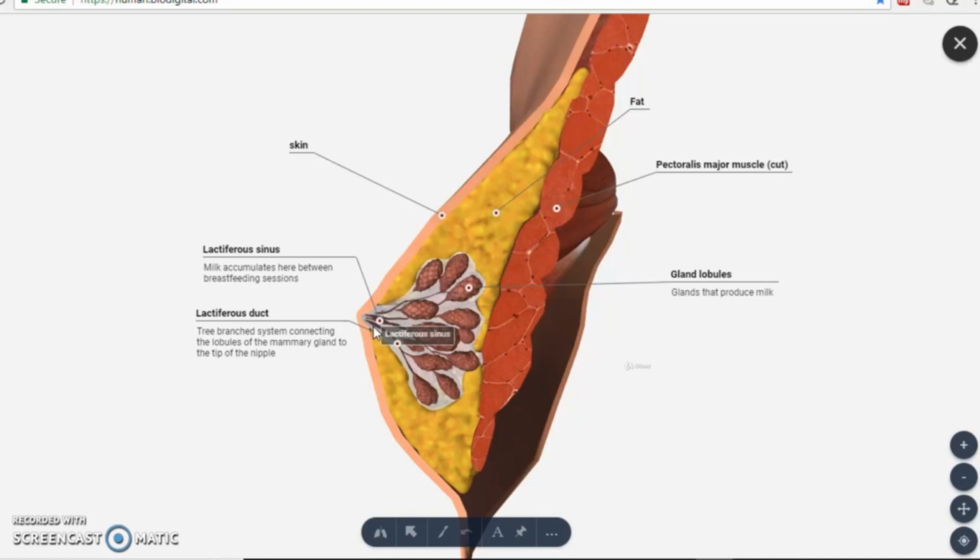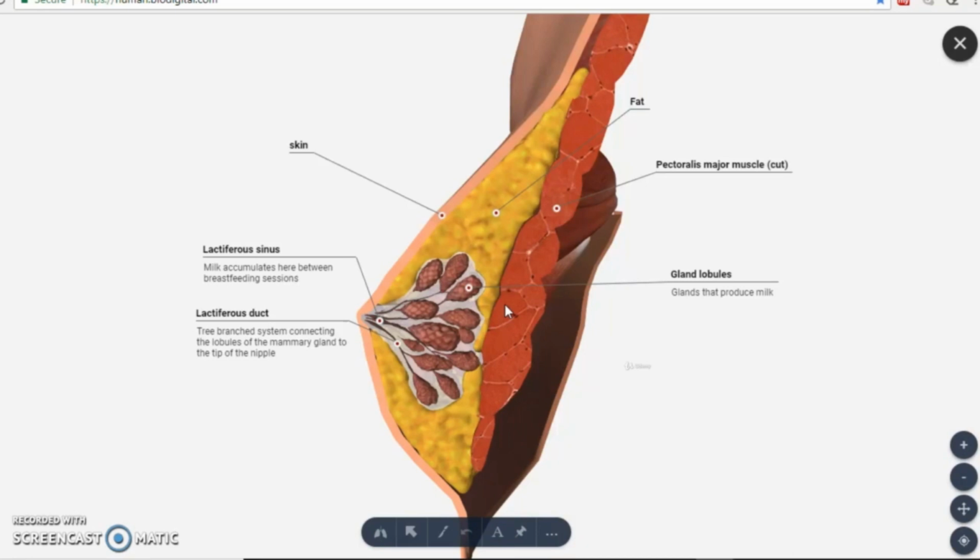During breastfeeding, during milk ejection, the milk comes out through the sinus into the nipple region. This is the nipple part, which is surrounded by the areola here. Later we have glandular tissue, which you are seeing here now. So that's all about the details of the mammary gland which you have to know for orientation purposes.